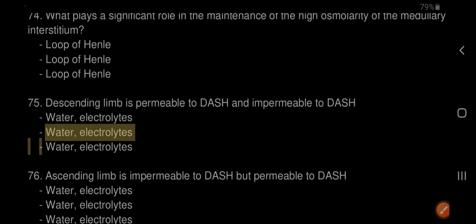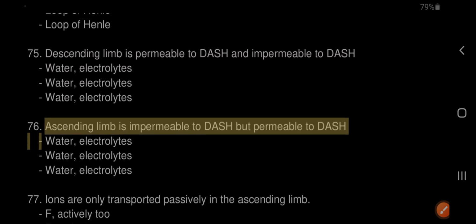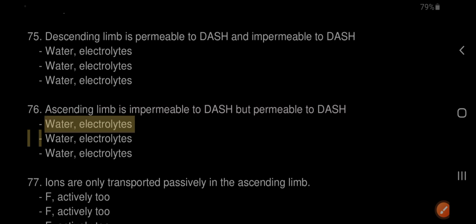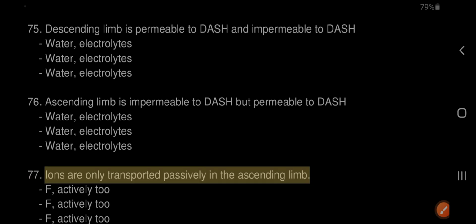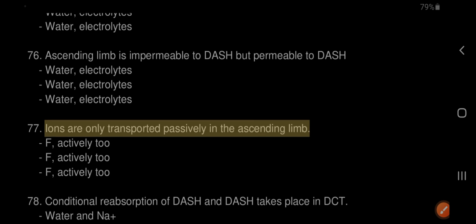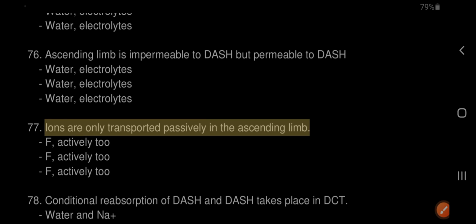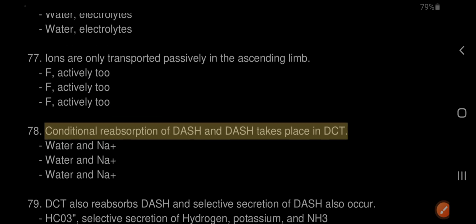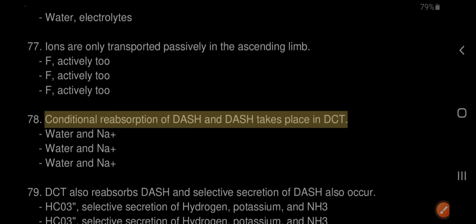76. Ascending limb is impermeable to water but permeable to electrolytes. 77. Ions are only transported passively in the ascending limb. False, actively too. 78. Conditional reabsorption of water and Na+ takes place in DCT.